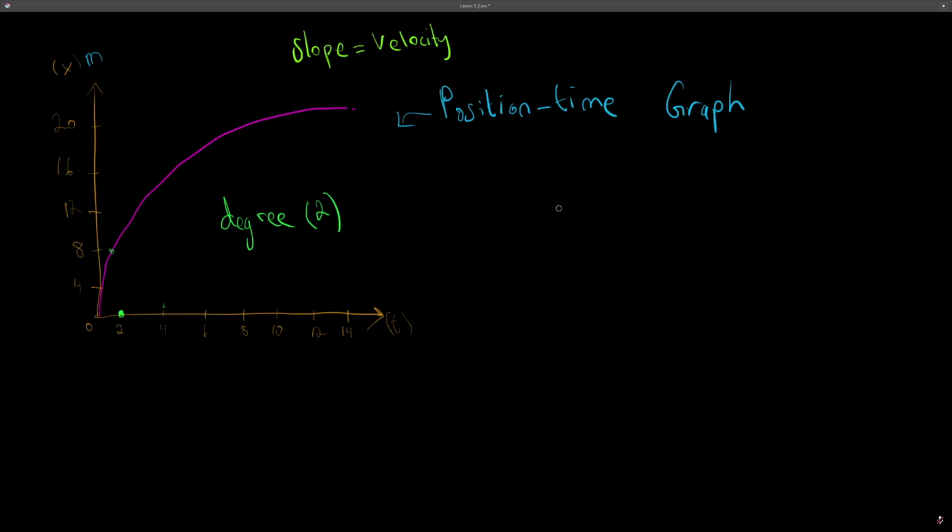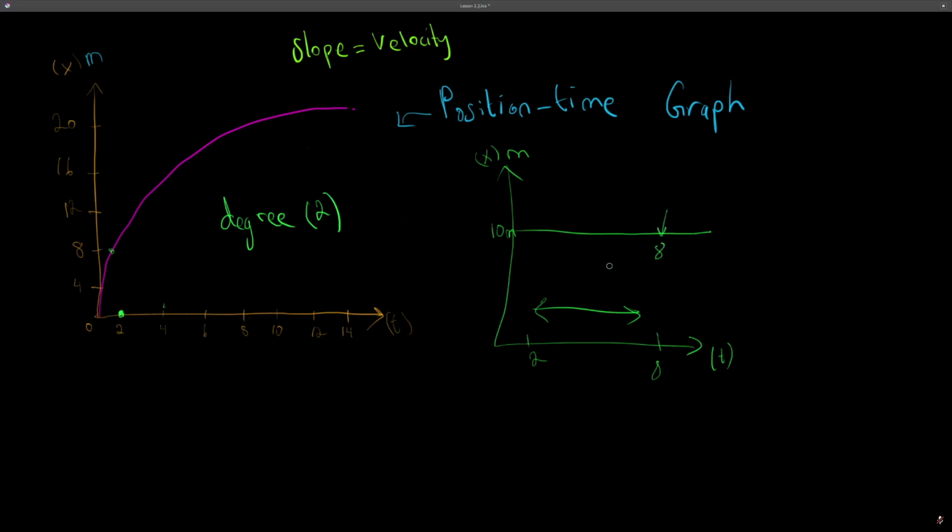Now, when an object stops moving, its position time graph would look something like this, where here you have your x-t graph, so t and x in meters. It's just a straight line where the position doesn't change. If this is 10 meters and the time is going by, at 2 seconds it's 10 meters, and at 8 seconds it's still 10 meters. So it's not moving.